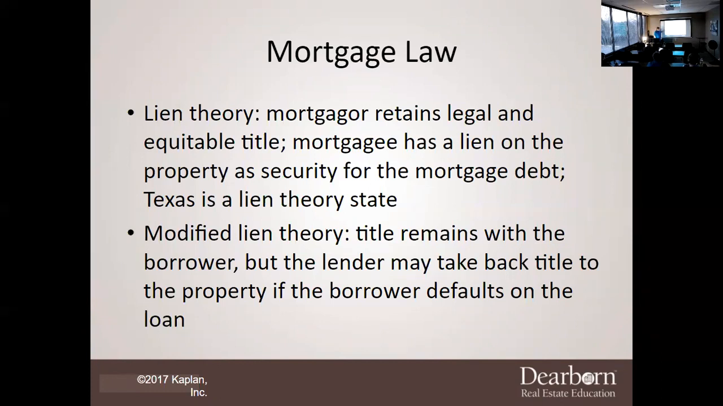Okay, now in what we call a modified lien theory, title remains with the borrower. But the lender may take back title to the property if the borrower defaults on the loan. Same kind of concept, but the title will remain with them, and the lender doesn't actually file something against the title that's stated as a lien. So if you don't pay, the lender just comes back and takes it back from you. Okay, they just have to show that you've not paid.